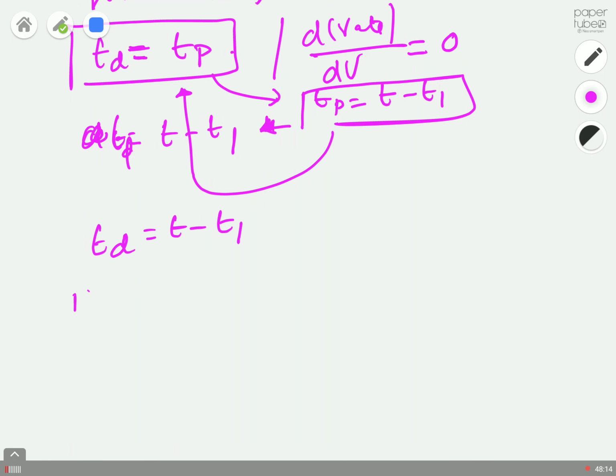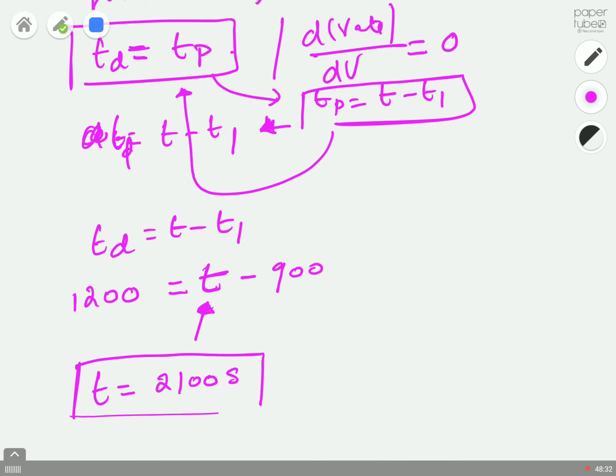We know TD is equal to 1200, and we need to calculate the time at the end of filtration. So T minus T1, which is 900, so T will be equal to 2100 seconds. That's the time required if the total filtration rate is at maximum.